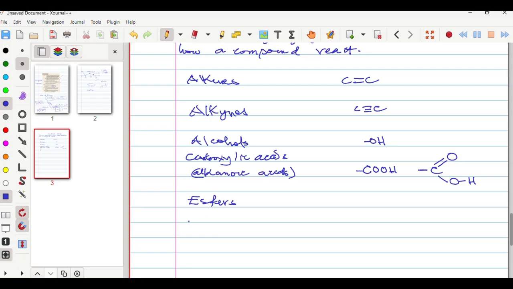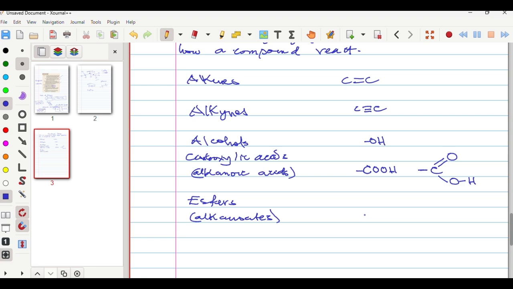Esters, in Nigeria, we call them... actually, I would not say in Nigeria. The IUPAC name is alkanoates. And the functional group of that is very close to that of carboxylic acid.